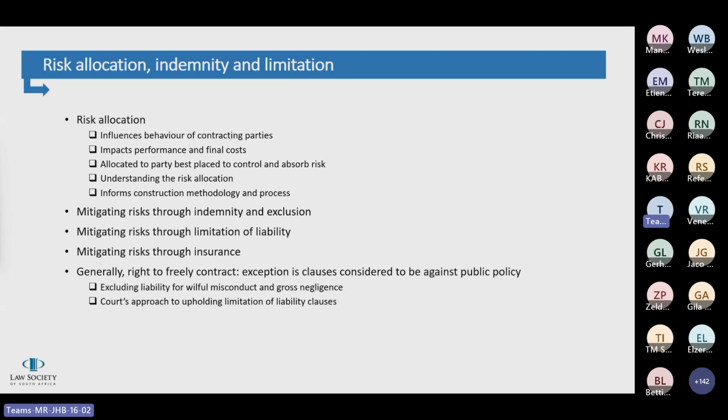So the court's approach to upholding limitation of liability clauses: firstly, looking at the common law, it has to be considered when assessing the validity of an exemption clause. The courts weigh up a party's right to freedom of contract against public policy considerations yet again. One of the leading cases there is Freddie Hirsch versus Chickenland.